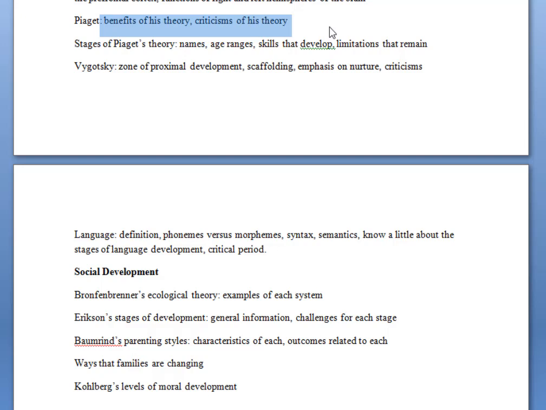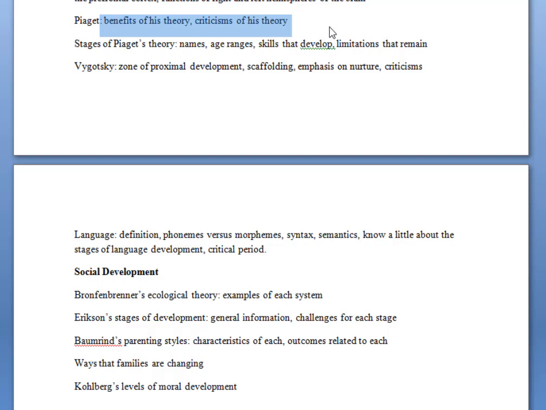So Piaget had the different stages: sensorimotor, pre-operational, concrete operational, formal operational, and you would go through those in a particular order based on your time period. So birth to 2 years, 2 to 7, so on and so forth.